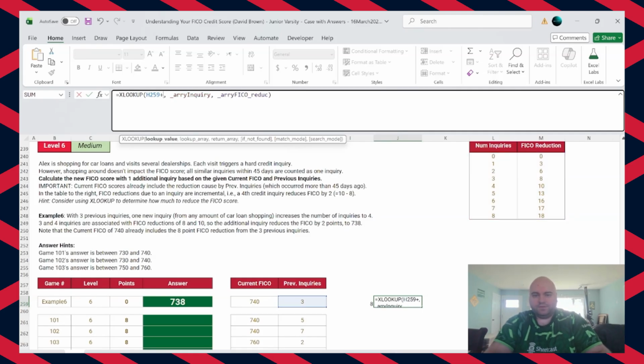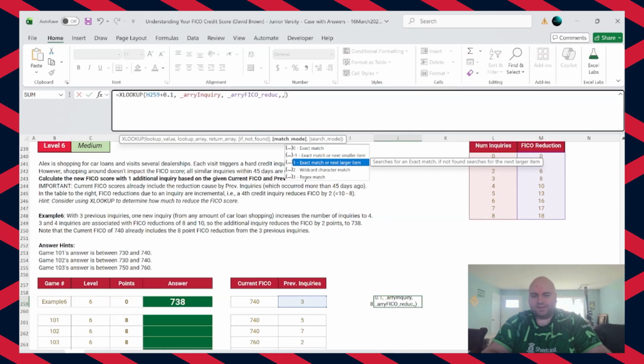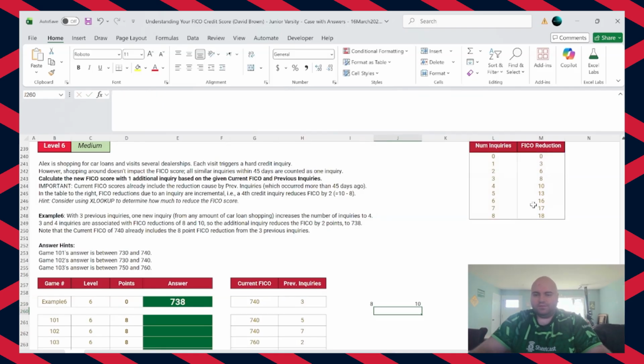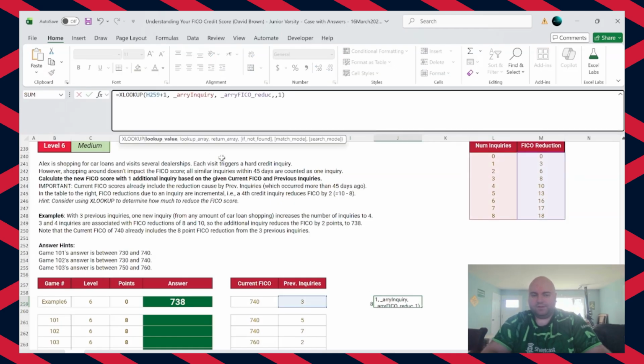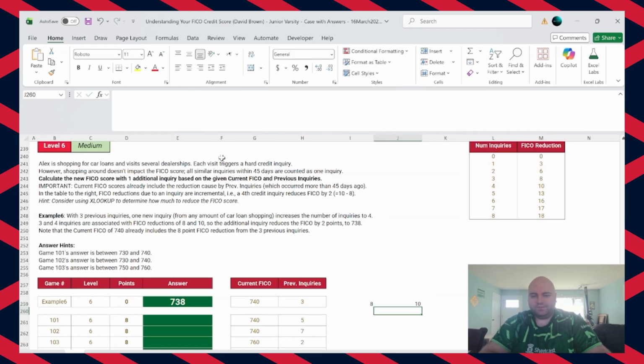So the way that this will work is, let's say I add 0.1 here, and you're going to think, well, 3.1 isn't on this num inquiry list. Match mode we can set to exact match or next largest item, and now it will. So it will see 3.1, it won't find a 3.1, but it will look for 4 there, and 10 gets turned out. But that's just an interesting use case, not necessarily applicable here, but something that XLOOKUP can do.